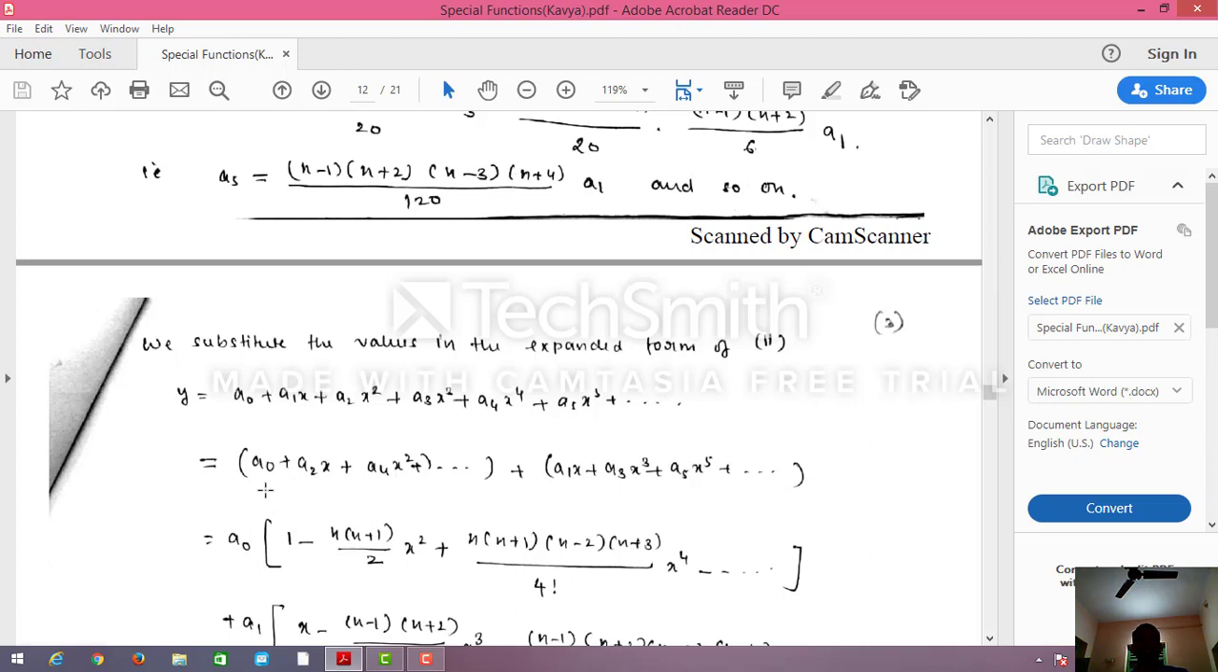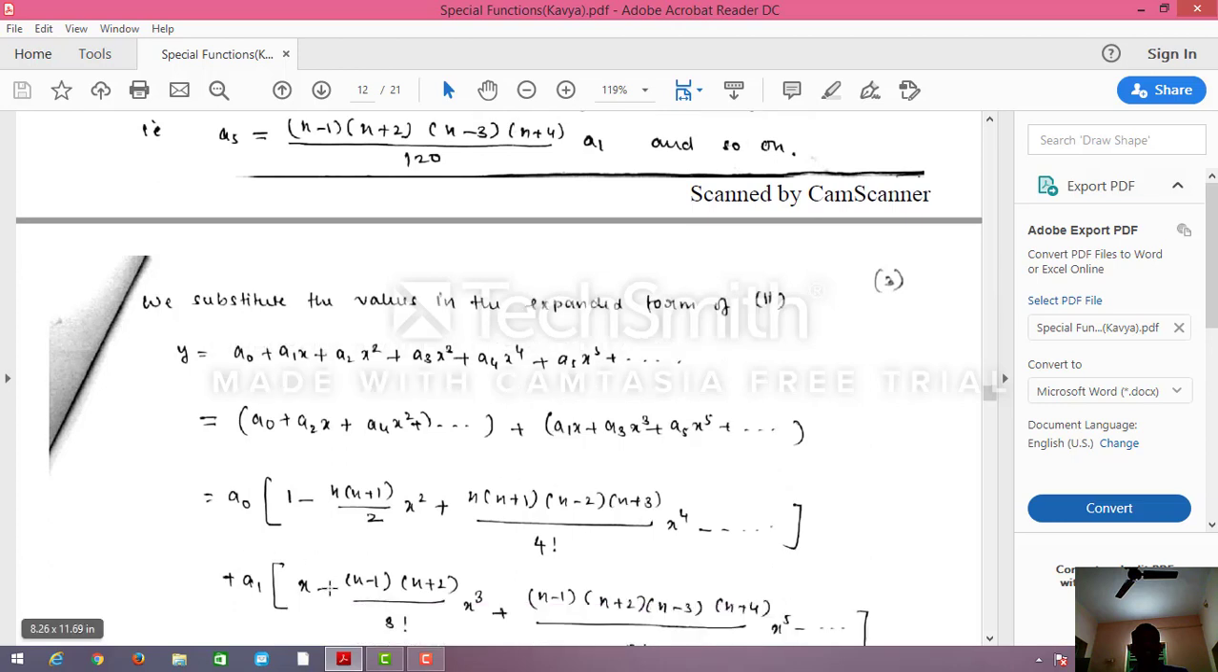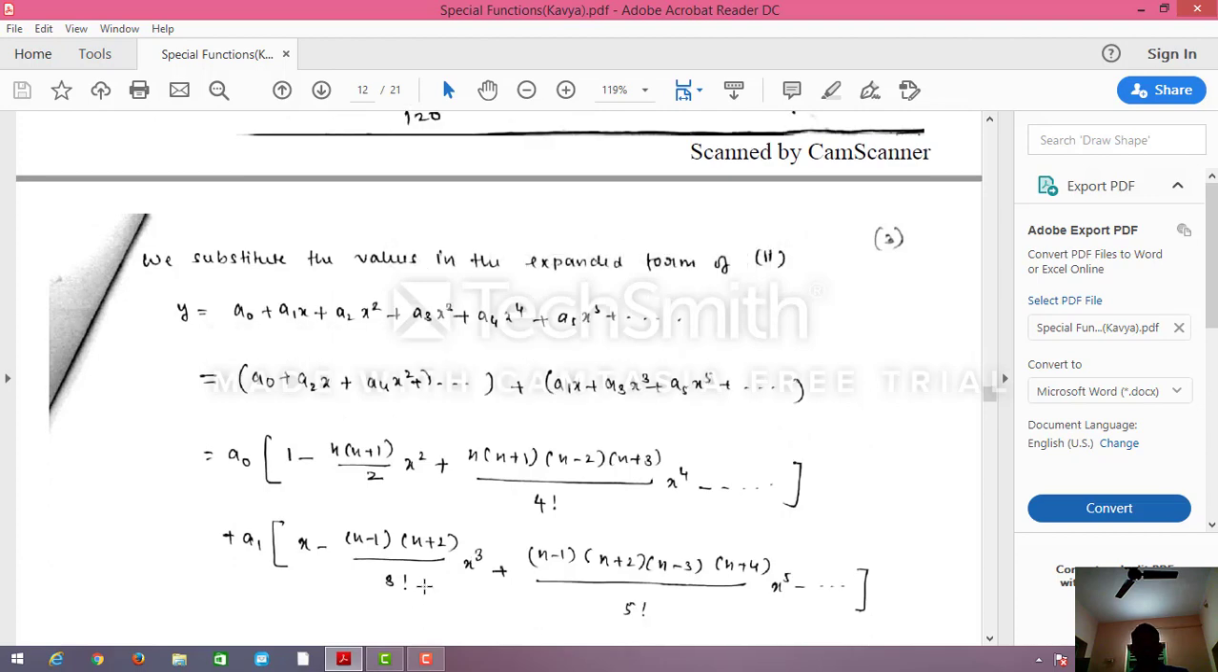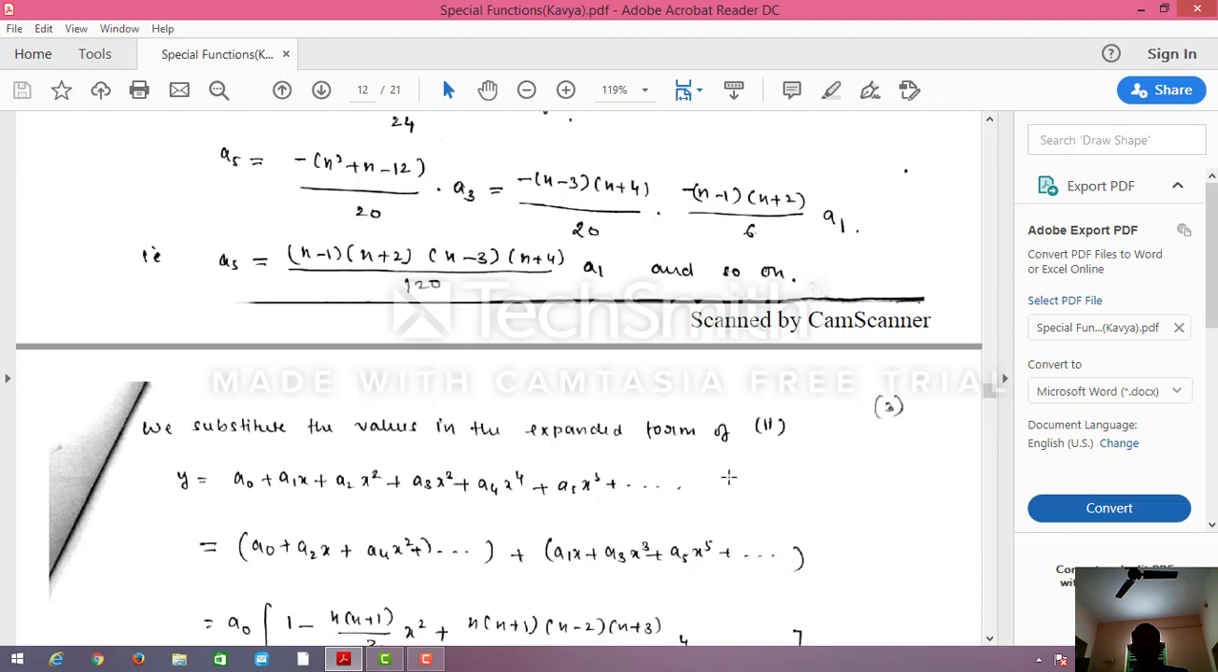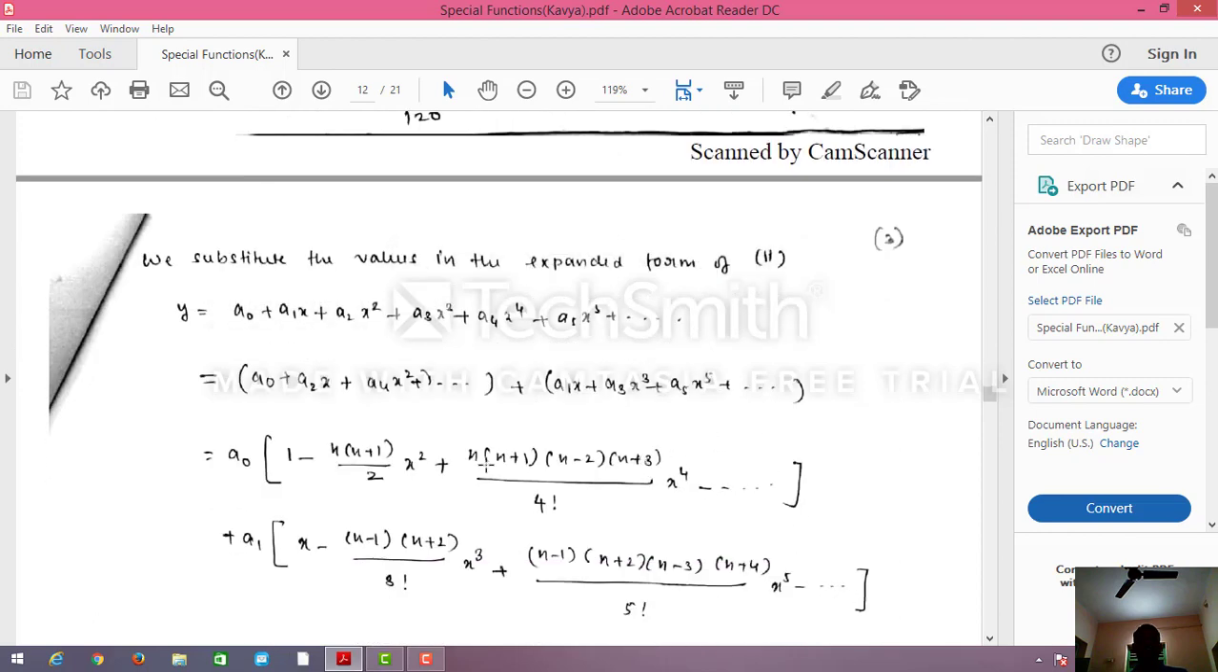Now I am substituting: a0 is a0 only. The a2 value I substituted here, then the a4 value, this one. Similarly, plus here a1 I took outside, x minus, here this is the a3 value, (n minus 1)(n plus 2) divided by 3 factorial, into x cube. This is nothing but the a3 value. And similarly a5, this is nothing but the a5 value. Already we found out that a5 value. And so on, it will continue here. Here all even terms, here odd terms will continue.